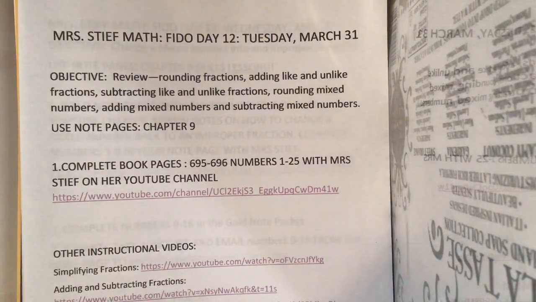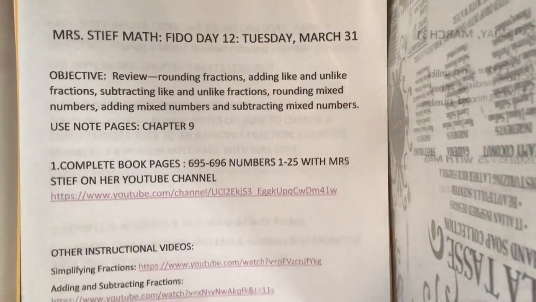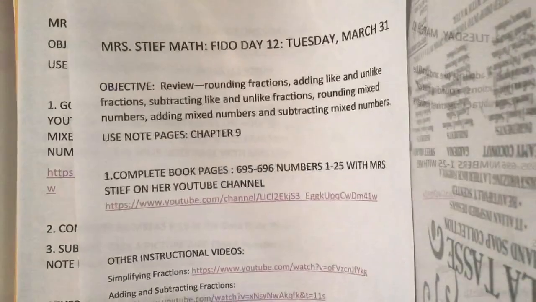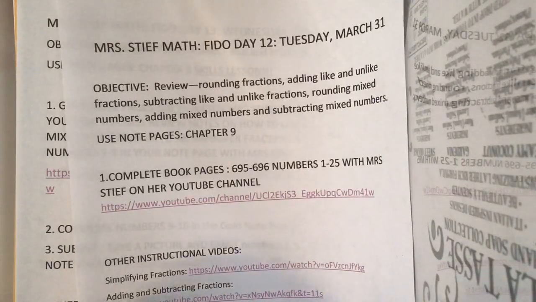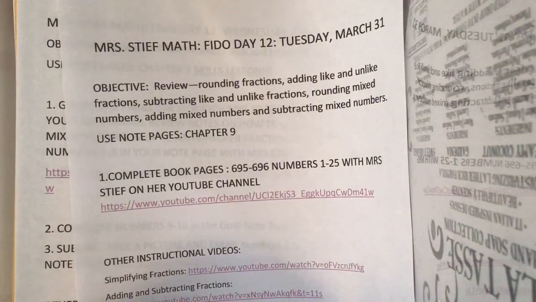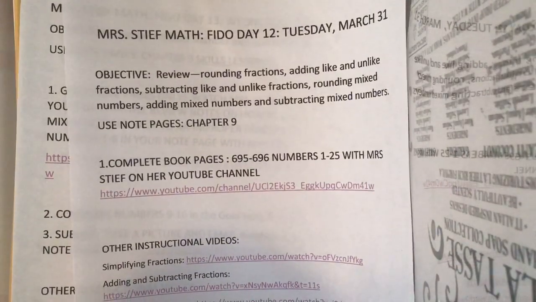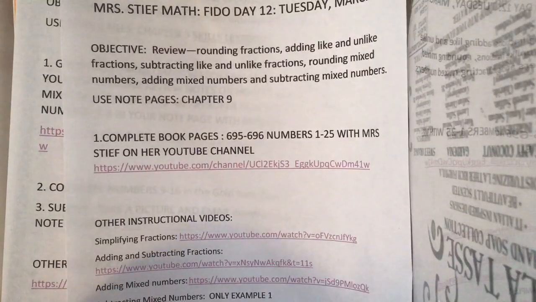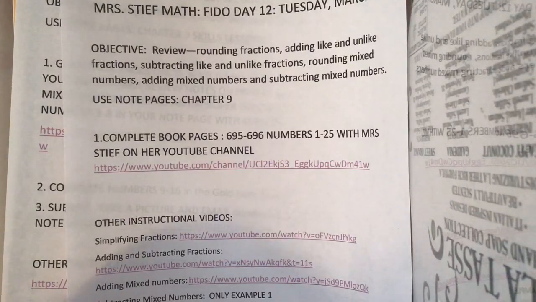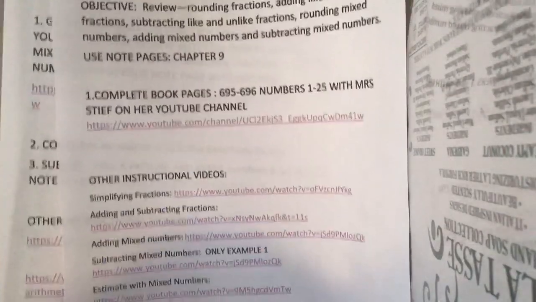It is Fido Day 12, Tuesday, March 31st. Today we are going to do the review, almost all of it, not quite all of the review in our book. We're going to be working on book pages 695 and 696. You may also need your gold note packet for chapter 9 notes, because we're going to be reviewing a lot.